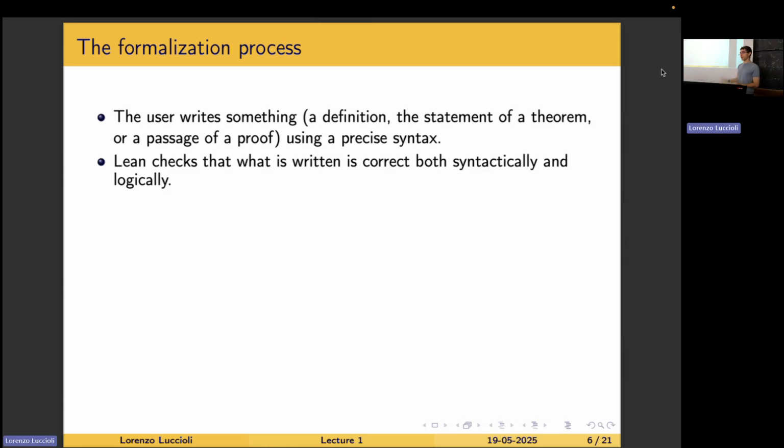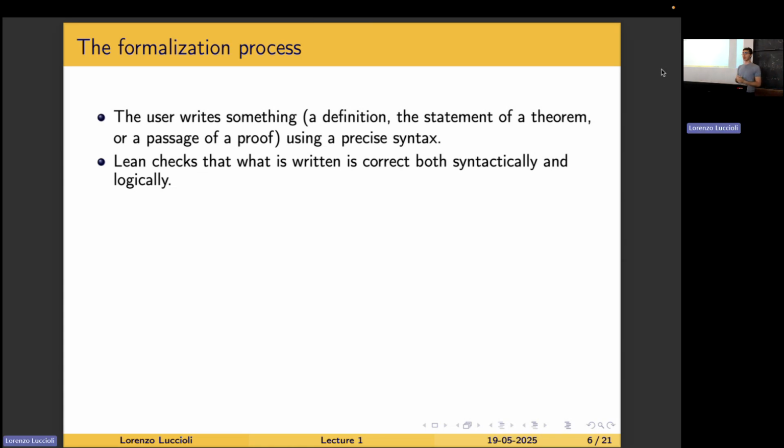Once we've written something in Lean, Lean automatically checks it for us. So it checks that we've written things that are correct, both syntactically and semantically. What do we mean by that? Well, we can of course write just English in Lean, but it will not check. It will not type check. It will be just wrong syntax, and Lean will tell us, okay, it doesn't make sense.